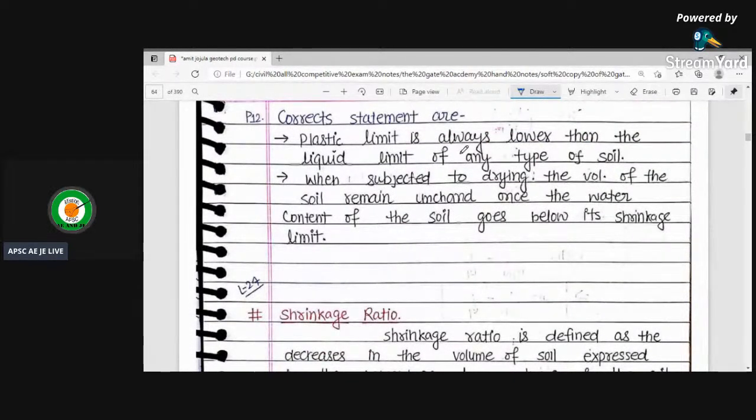So next, if you are asked to choose the correct statements, there are a couple of statements; check which are correct. Plastic limit is always lower than the liquid limit of any type of soil. Always remember, when we find the plastic limit or liquid limit, the plastic and liquid limit can at most be equal, but the liquid limit will always be greater and the plastic limit smaller. When subjected to drying, the volume of soil remains unchanged once the water content of the soil is below the shrinkage limit. We saw in the graph that after reaching the shrinkage limit, the volume of the soil remains unchanged.